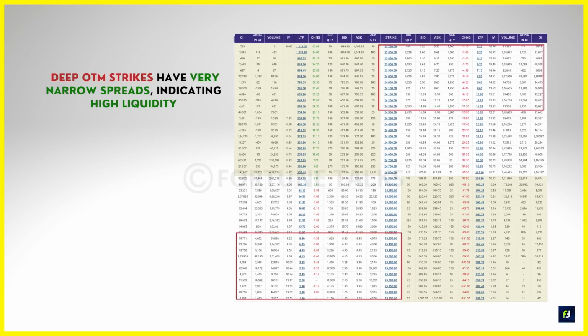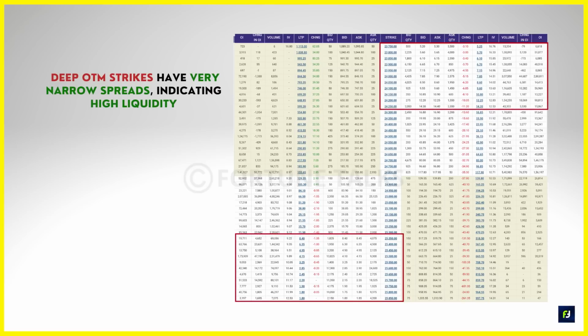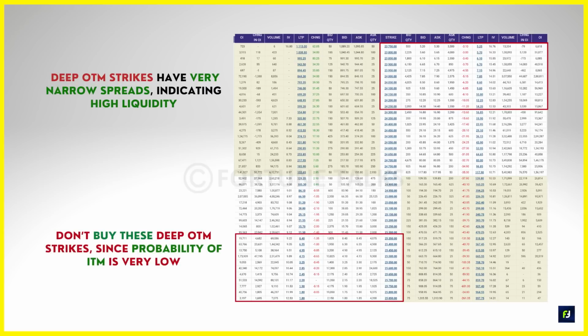Now, if you move towards the deeper OTM strikes, we can see a reduction in the bid ask spread and an increase in participation, thereby suggesting high liquidity. But as we have discussed in the previous episodes, the probability of these deep OTM options expiring with any real value is very low. So again, try to stay away from buying deep out of the money strikes as well.